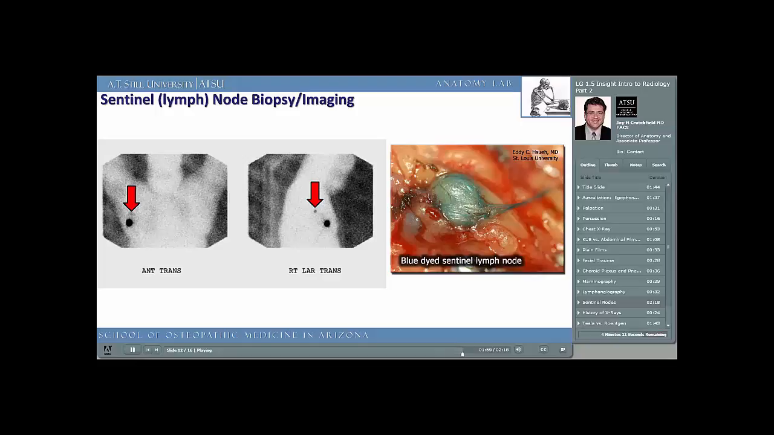Both techniques, i.e. the injection of the blue dye and the injection of radioactive technetium, are complementary, often used on the same patient in the same operation, in the same event, or in case one of these methods fails to demonstrate the sentinel node.